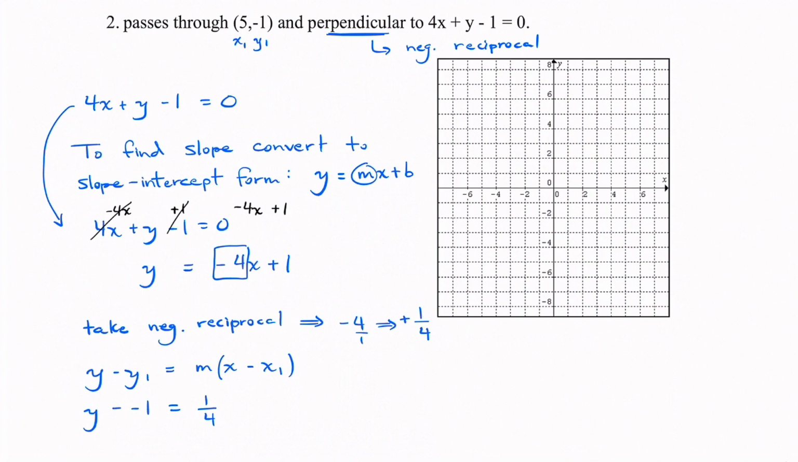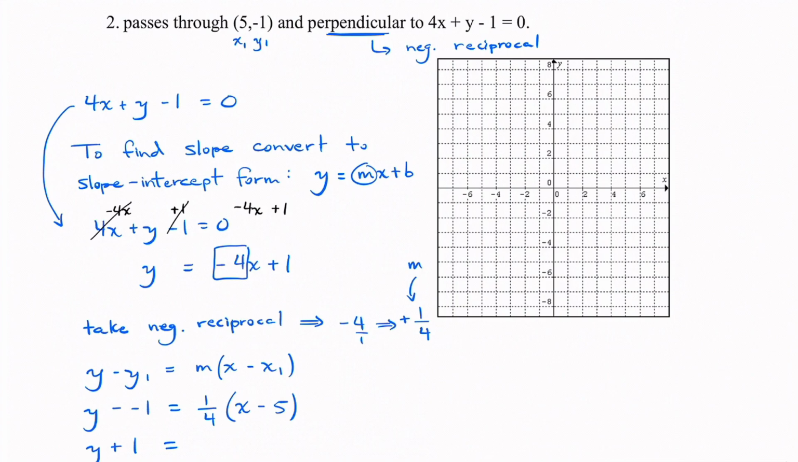That's our slope. So maybe I'll just label that. That is m. And then we have x minus, and then x1 up top. That is a 5. And then we're just going to start to simplify and rearrange this. So these two negatives I'm going to make into a plus. So I got y plus 1.